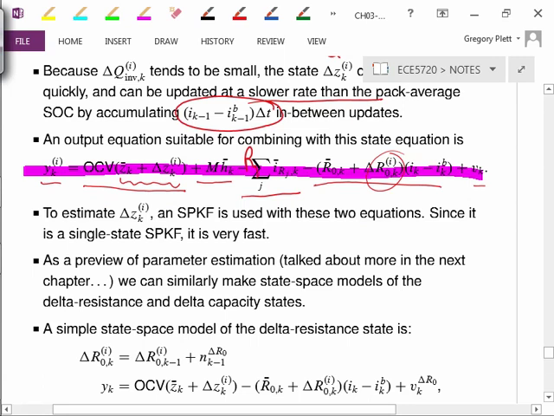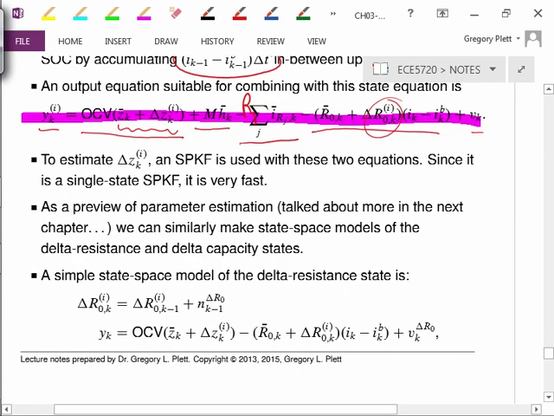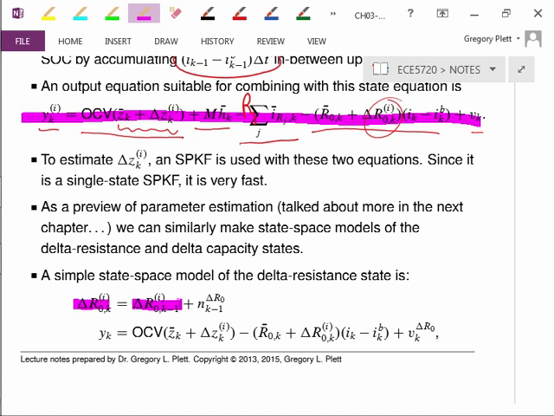The resistance is updated much like we updated the current sensor bias that we saw in the previous section. This is a preview, again, of parameter estimation that we'll look at more in the next chapter. We'll actually see some better ways to do this in the next chapter, but for now, this is one way to think about it. We say that the delta of this resistance equals the previous delta plus some fictitious noise. Again, we're not actually adding this in, we're just putting it in the model to give us a covariance of the noise from this value that allows us to update this state.